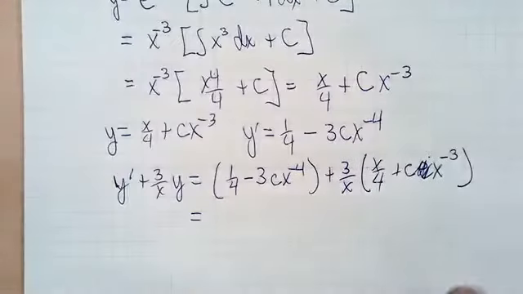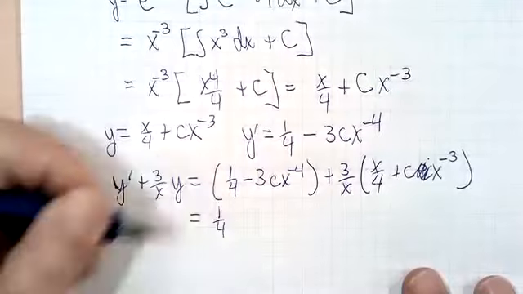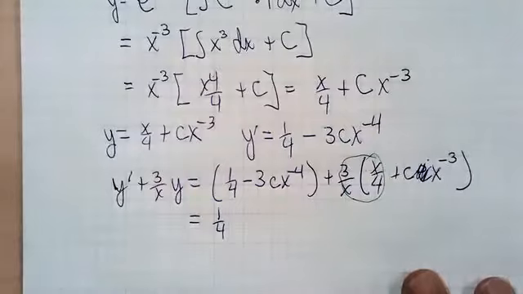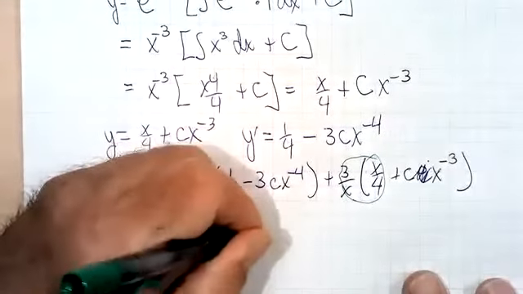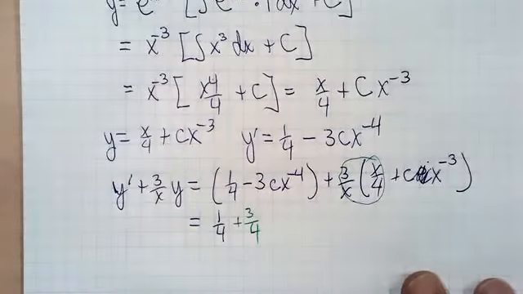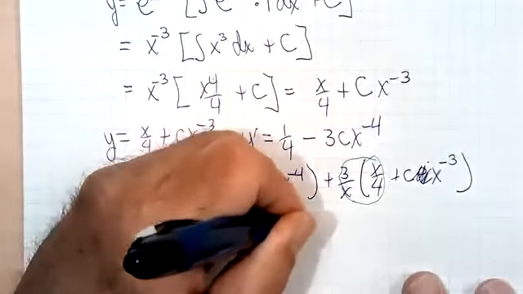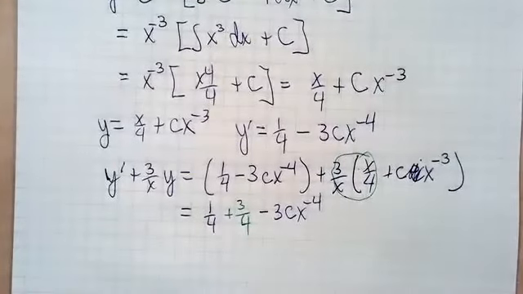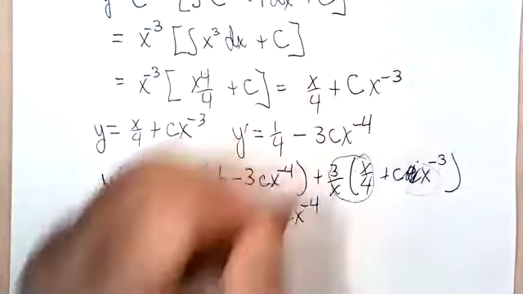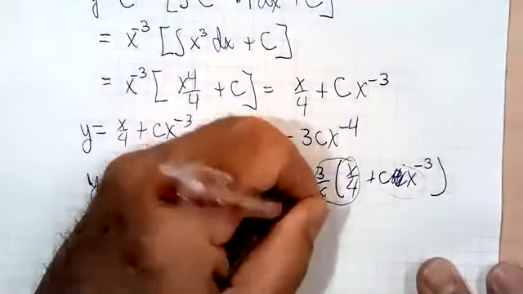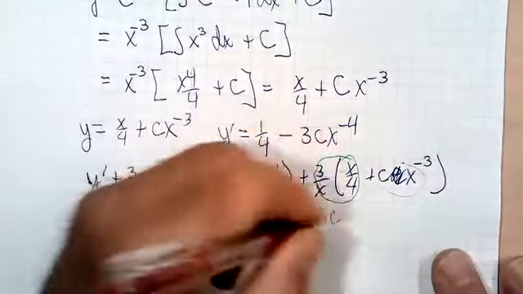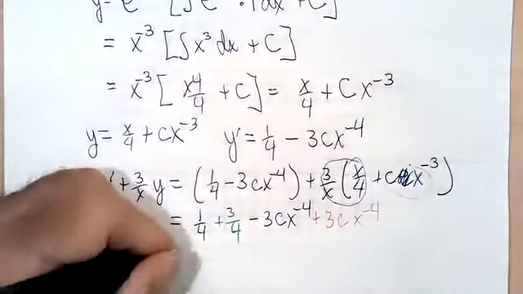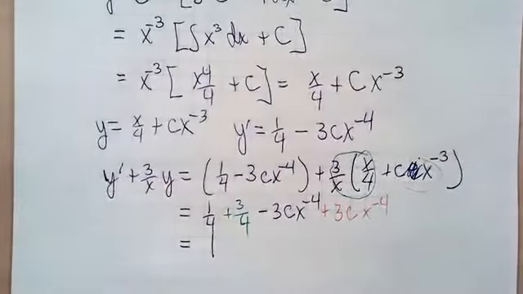And you get, okay, we've got a 1/4 here. And from this term, those two multiplied together give us 3/4. And then we have minus 3c x to the minus 4 here. And when you multiply 3 over x times this term, you get plus 3c x to the minus 4. So those add out, and you get 1 as advertised.